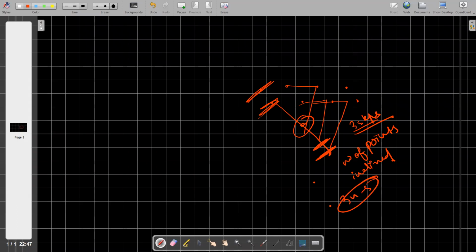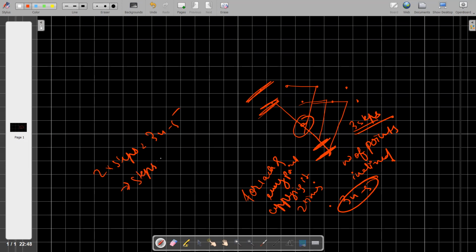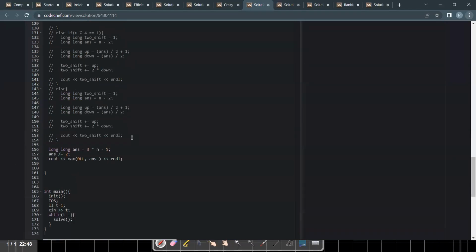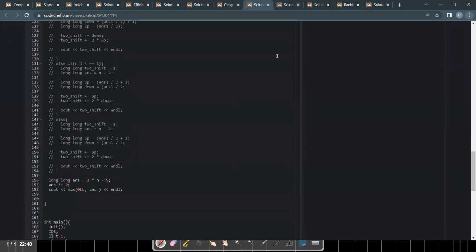And for each and every point, you are applying it two times. So 2 into steps equals 3n - 5. Steps equals (3n - 5)/2. In some cases, it would just be less than 0, for which I have to take the maximum of 0 and this. Is everyone clear with it?